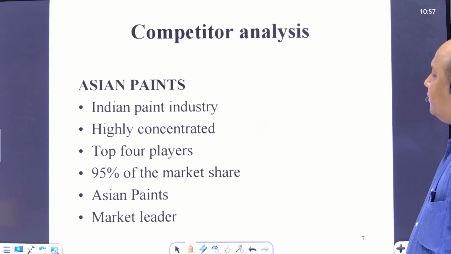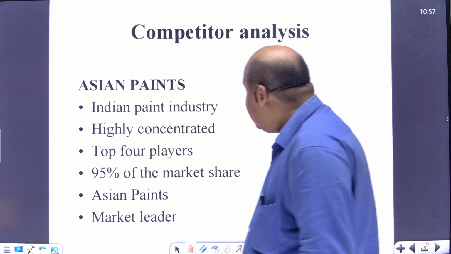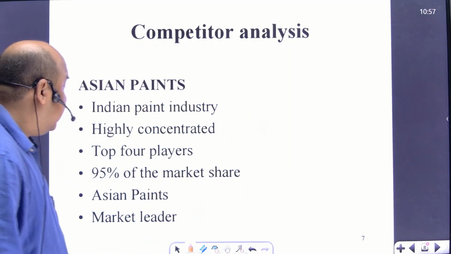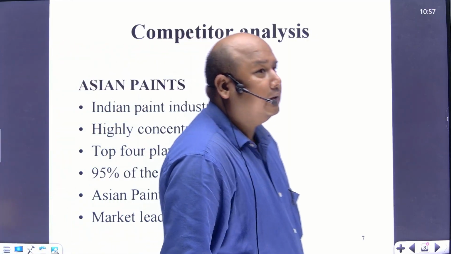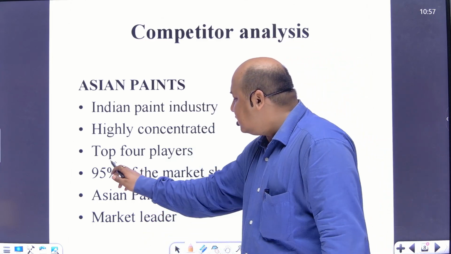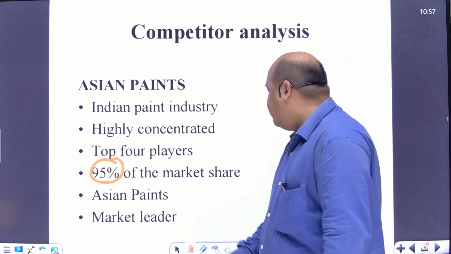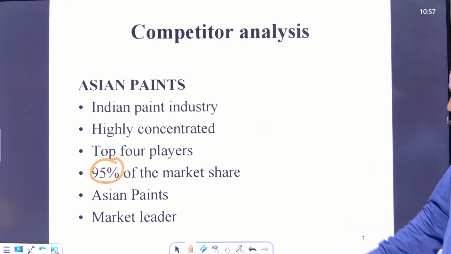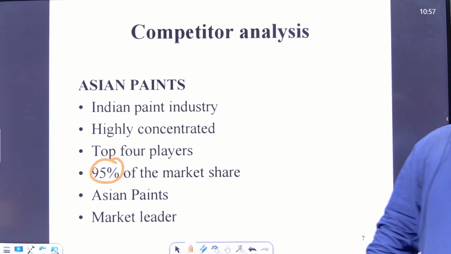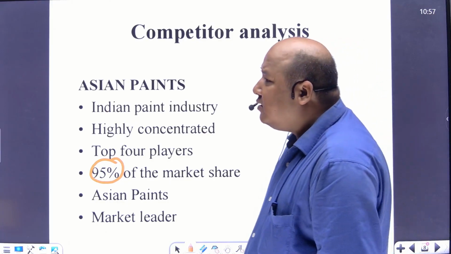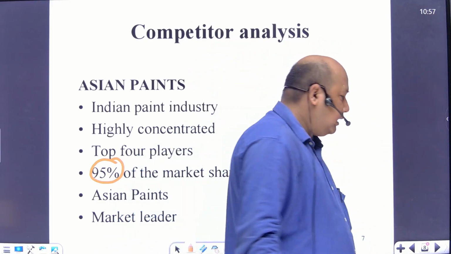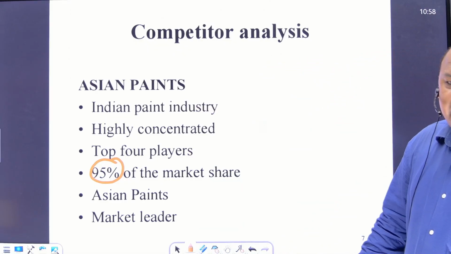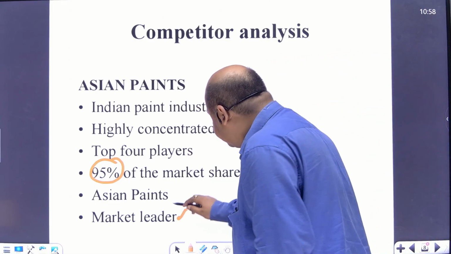Now, Asian Paints. The Indian paint industry is highly concentrated, with the top four players holding 95% of the market share. Asian Paints is the market leader. Who is the market leader in the paint industry? If someone asks you, you can say Asian Paints, because it covers 95% of the market, so obviously it's the market leader.